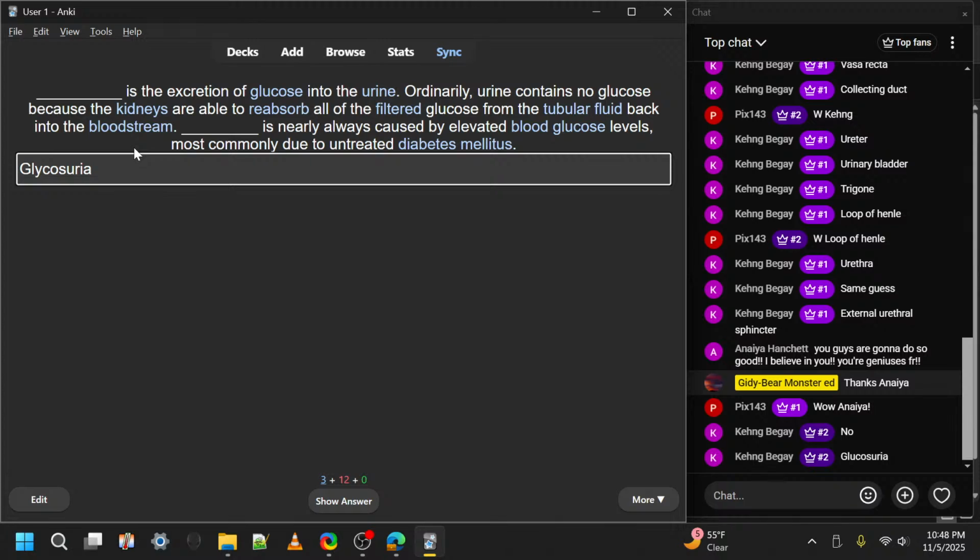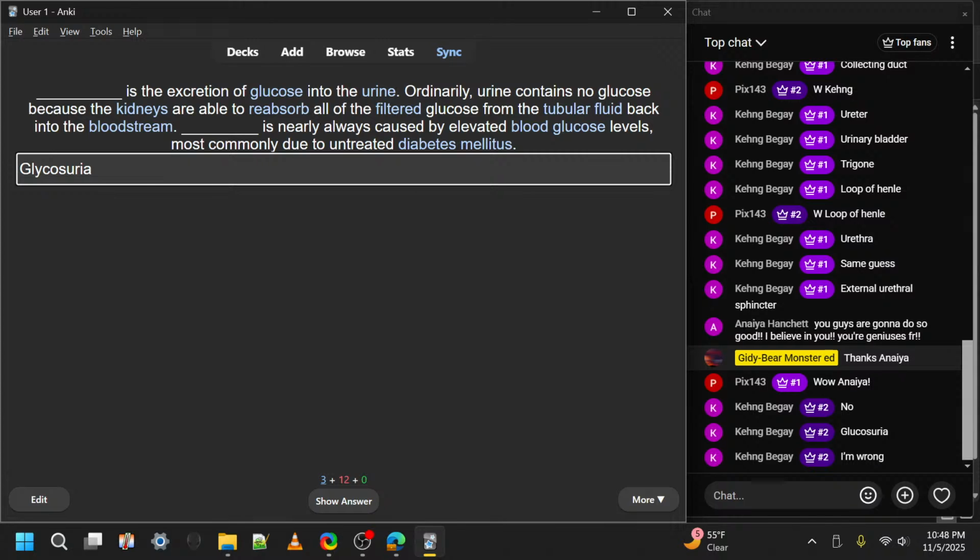So close, Kang. I believe you might be right, but I believe it's glycosuria because I wrote it down like 5 times. And I thought it was weird that it wasn't glucosuria. Okay, so glycosuria, and the second blank is nearly always caused by elevated blood glucose levels, most commonly due to untreated diabetes mellitus. What?